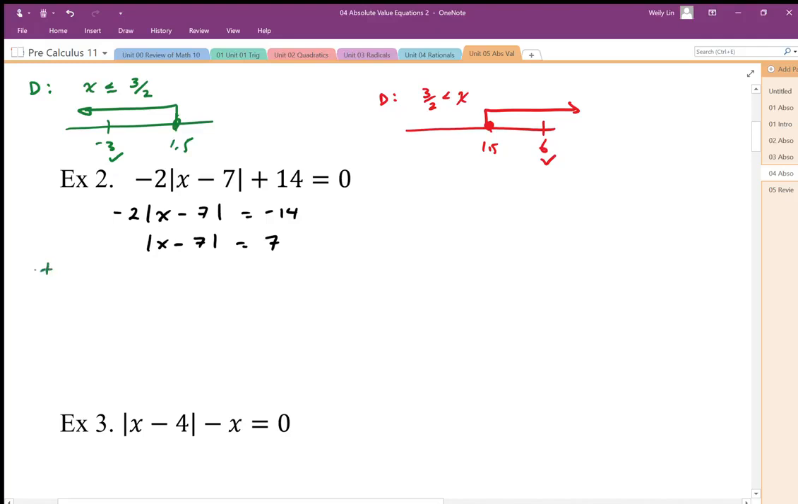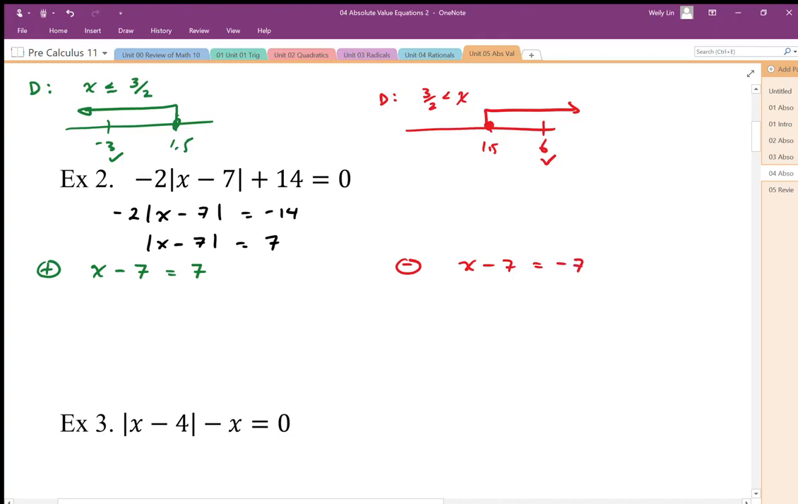to consider the positive situation. Okay, in this case, the positive domain will be when x is greater than 7. We're going to just do a testing here, so we're not going to deal with the domain at this point. So when in the positive domain, that means that x minus 7 is going to give us positive 7. That's our positive situation.